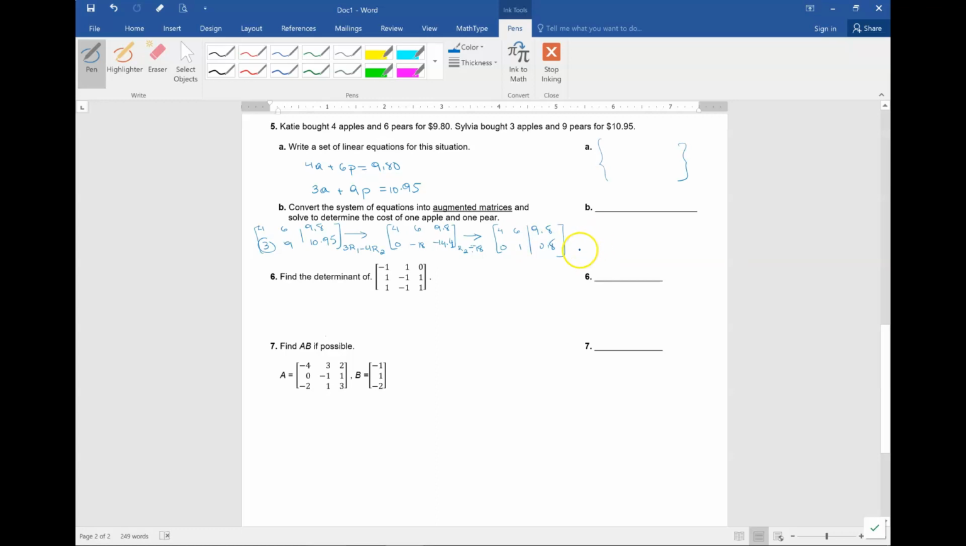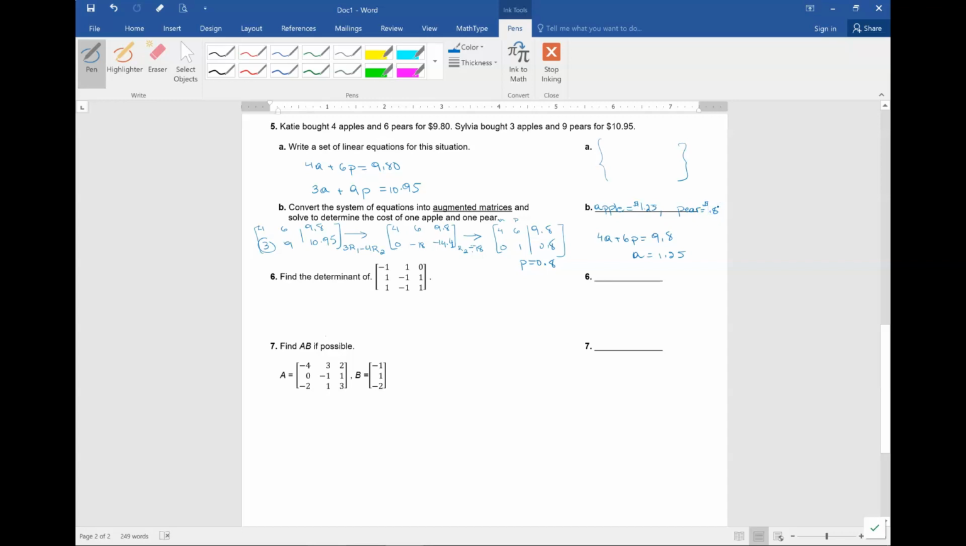Okay, so what does that tell you? Remember, these are A's and P's, right? This tells you that P is 0.8, and then 4A plus 6P is 9.8. Plug in the P, and you get that A is equal to 1.25. What does that mean? An apple costs $1.25, and a pear costs 80 cents.